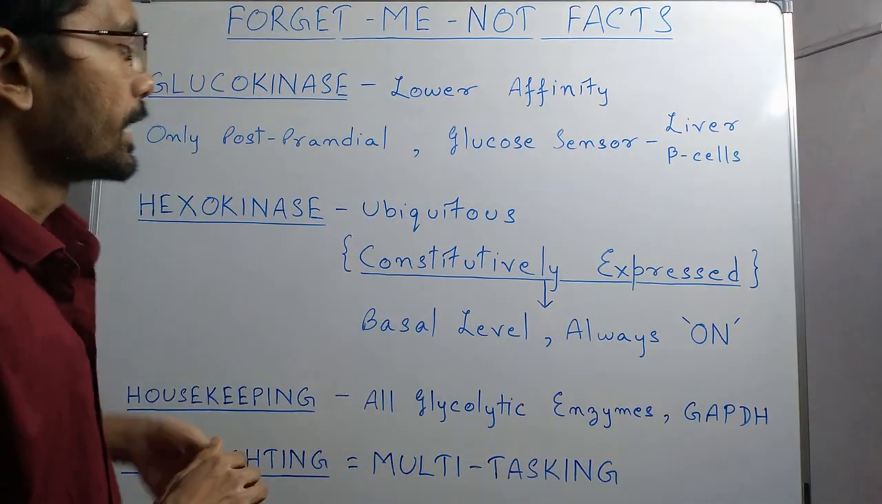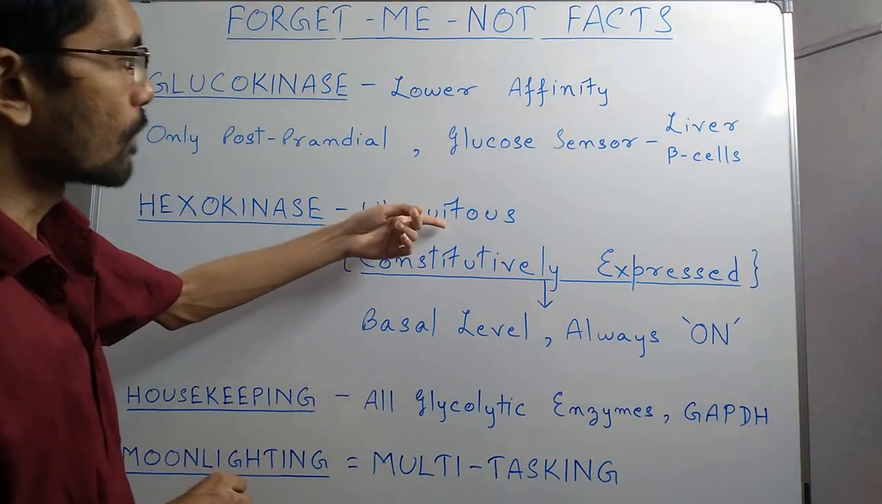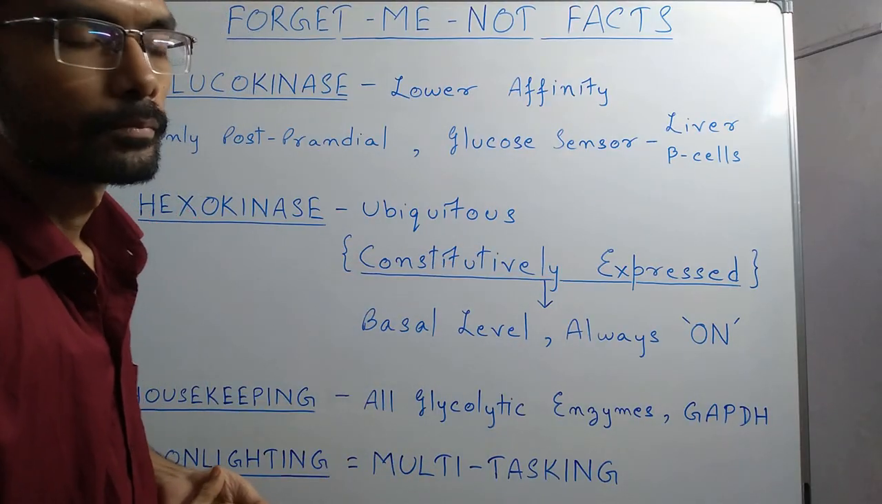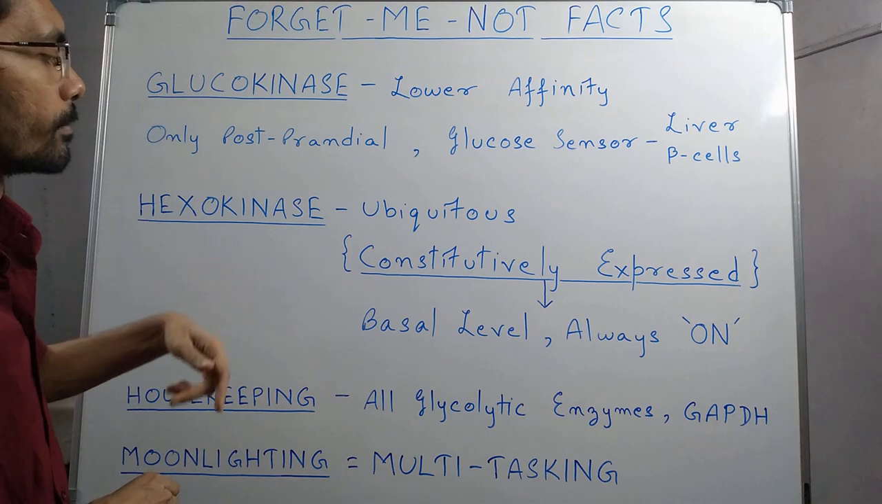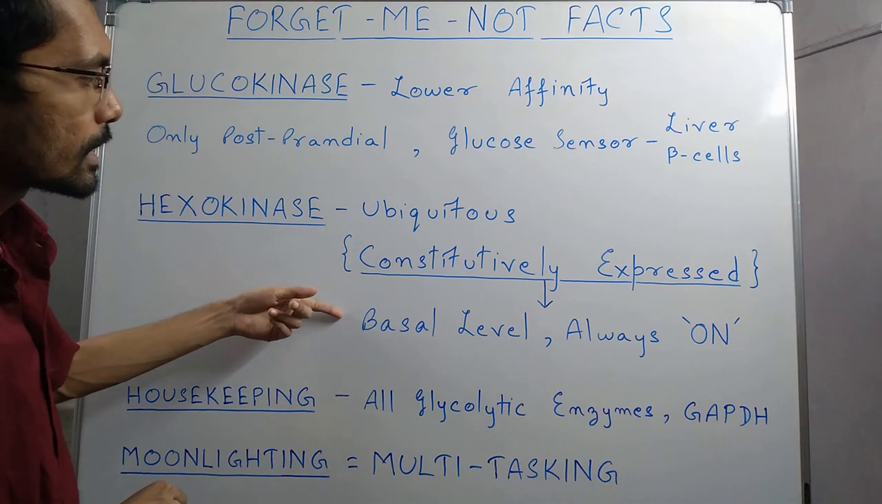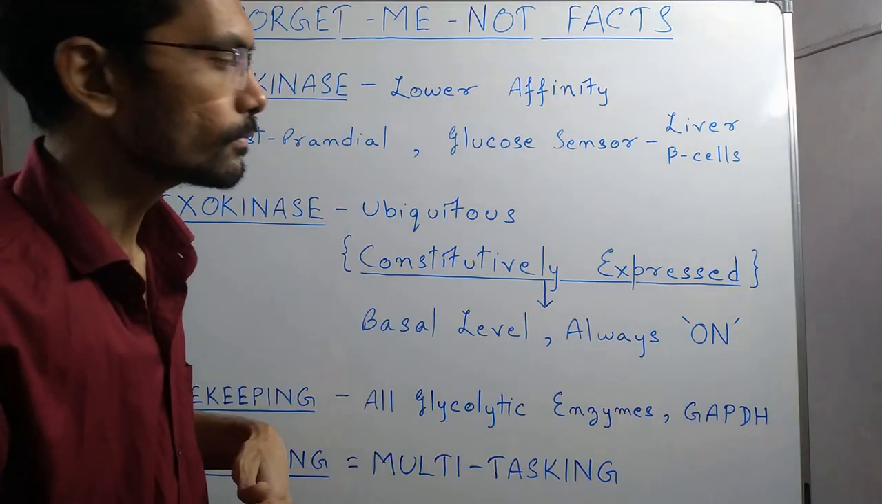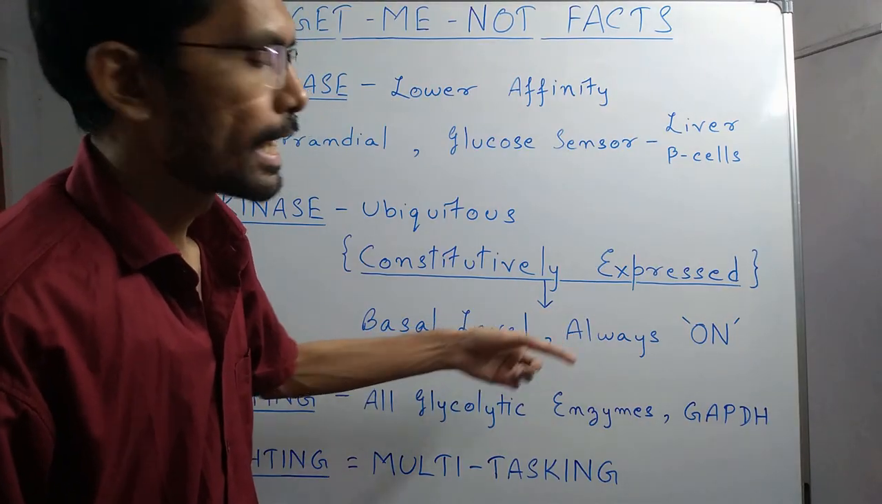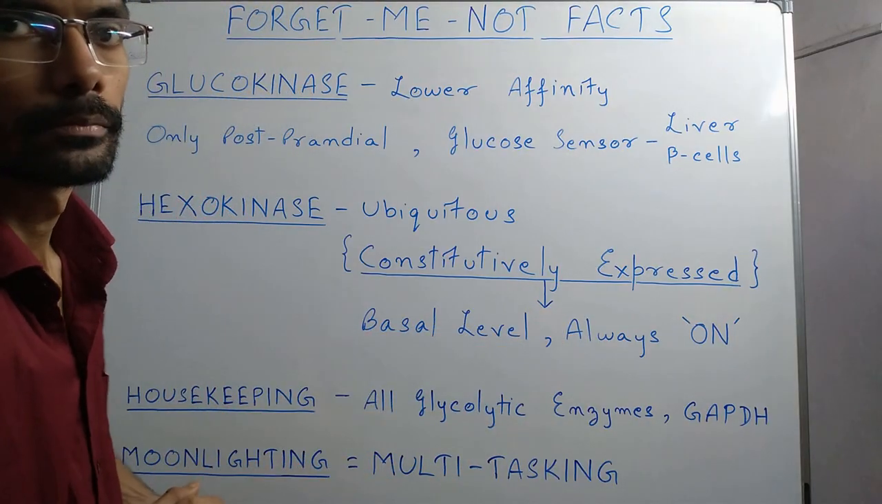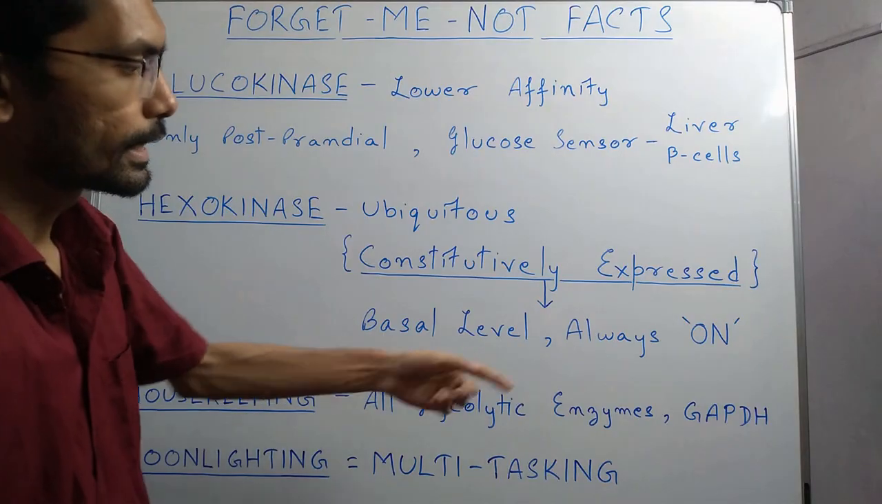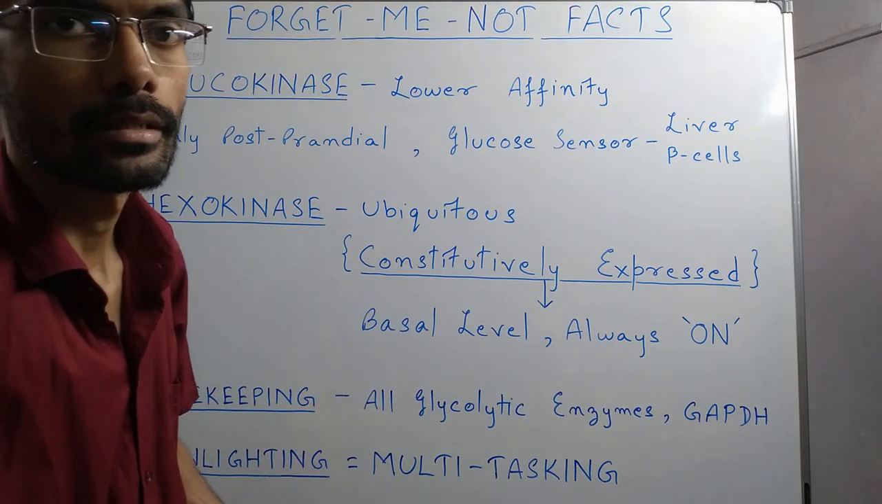On the other hand, hexokinase is ubiquitously found and constitutively expressed, even in the fasted state. Constitutive expression means it has a certain basal level of expression at all times necessary for survival. It's always switched on and is not subject to regulation. That's why it's also called a housekeeping enzyme. In fact, all of the glycolytic enzymes are called housekeeping enzymes.